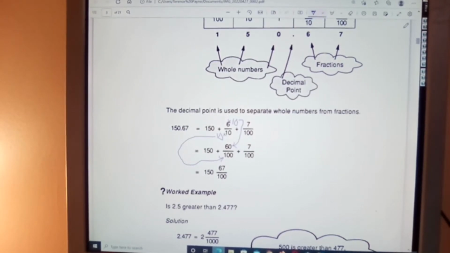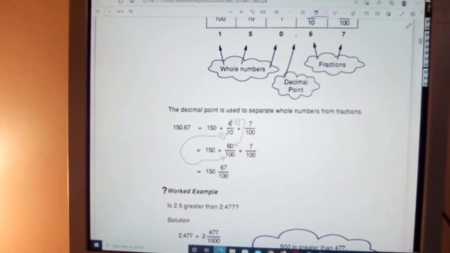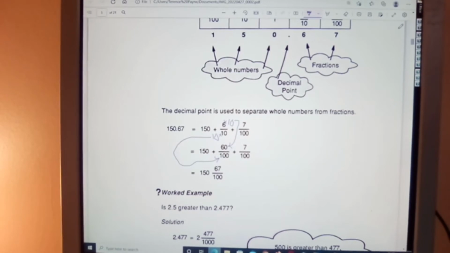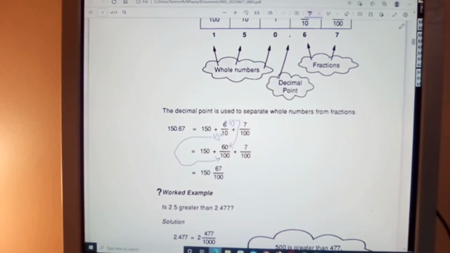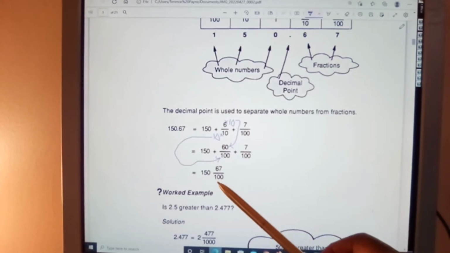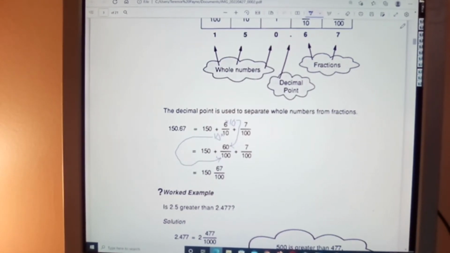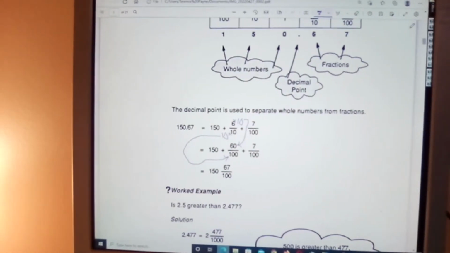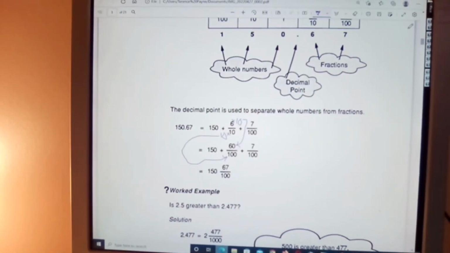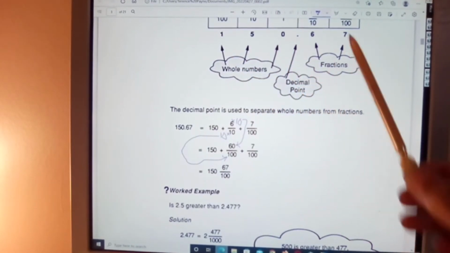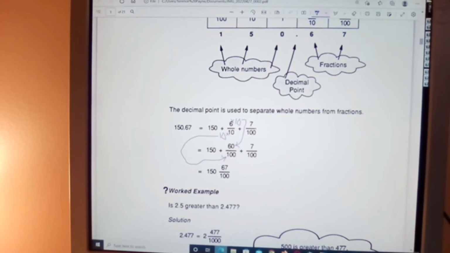150.67 over 100. Now, if we wanted to make this a decimal, what we'll now do is bring it to a decimal, and it will be 67 divided by 100. That would then equal, so therefore, from our figures up here, 150.67, you can now see where we got this from.